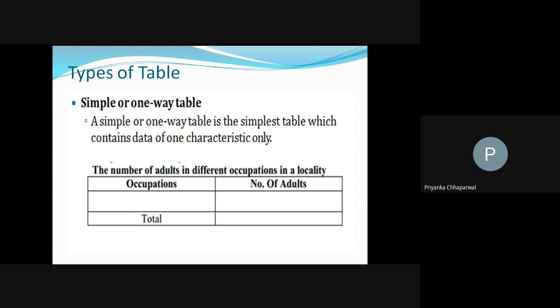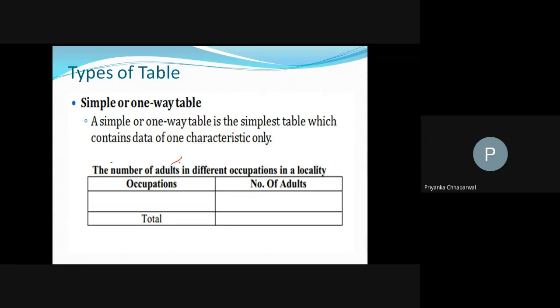So first we have to understand what a simple or one-way table is. What is the meaning of a simple or one-way table? A simple or one-way table is the simplest table, which contains data of one characteristic only. Meaning the data will be of one characteristic. For example, the number of adults in different occupations in a locality. Here we have adults; we do not define here female and male. So we have only one variable, adults.